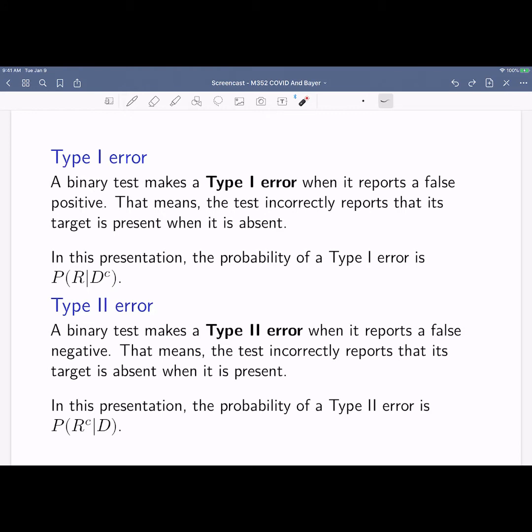A type 2 error is an error that a test makes when it reports a false negative. That means the test incorrectly reports that its target is absent when in fact it is present. So in terms of conditional probability, that's this. It's the probability that the test is negative, given that the subject actually does have the virus. Okay, so type 1 error is this conditional probability, and type 2 error is this conditional probability. And generally, for binary tests, these conditional probabilities are non-zero.